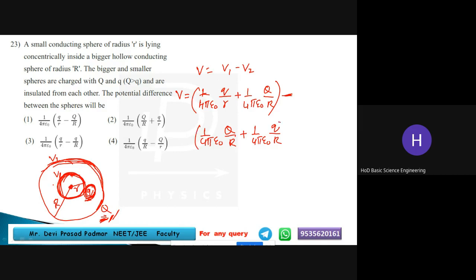So now this difference you have to calculate. If you just multiply with minus on both of these, then what happens? This capital Q by capital R gets cancelled, right? So you are left with 1 by 4 pi epsilon naught, q by r, minus, since you are multiplying with minus, 1 by 4 pi epsilon naught, q by capital R. So option 3, correct? Question number 23, option 3.